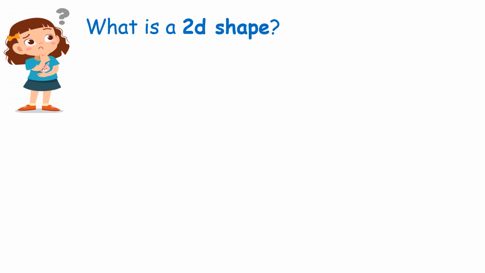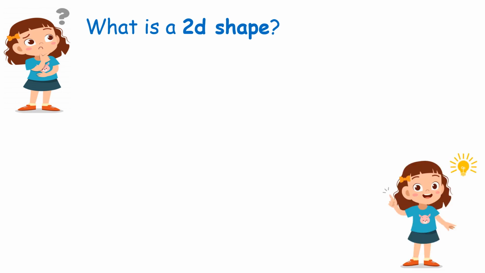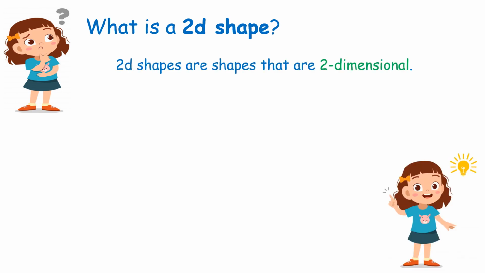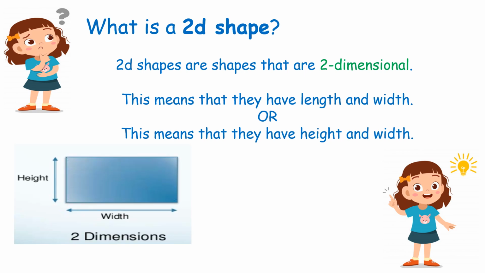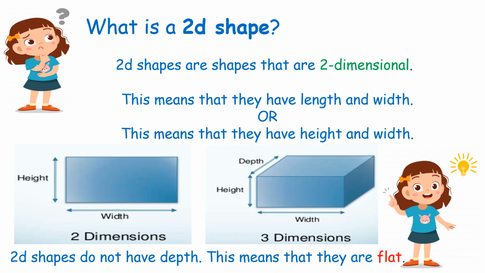We've done lots of work on 2D shapes this week. Can you explain what a 2D shape is? 2D shapes are shapes that are two-dimensional. So the D in 2D stands for dimensional. This means that they have length and width, or that they have height and width. So our rectangle here is only 2D because it has height and width, whereas the cuboid here is 3D because it has height and width and depth. So 2D shapes are flat.